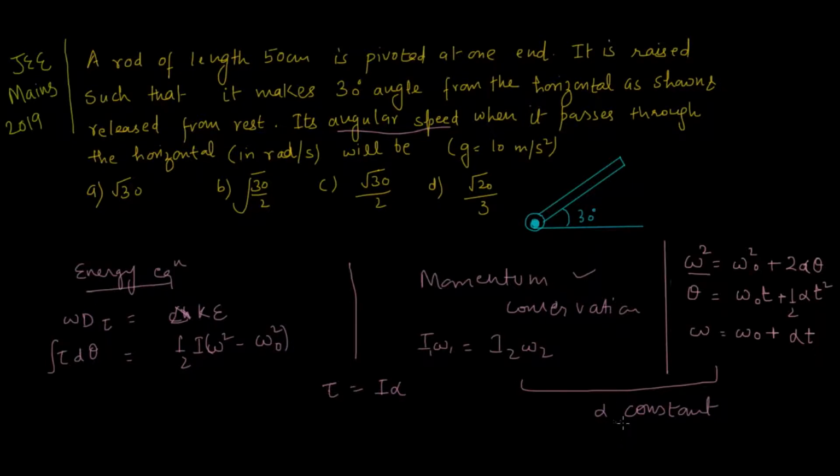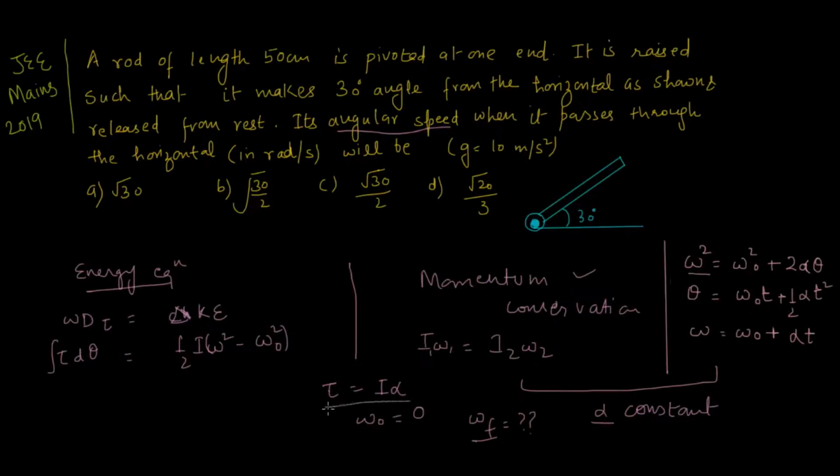So, how can we see whether alpha is constant or not? First of all, let's see whether there is alpha or not. Since this rod is starting from rest, its initial omega naught is 0. Then at 30 degrees, there will be some omega because it is rotating. So, omega final we don't know, and that is what we are yet to find. That means alpha is there, but whether alpha is constant is not yet found.